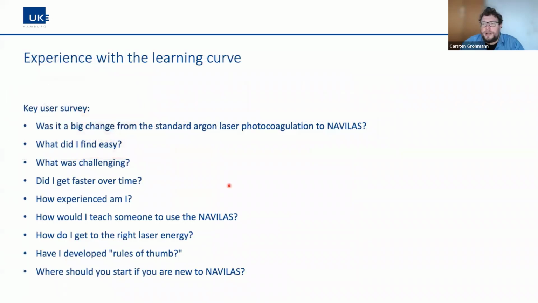What's the experience of the learning curve? From our key user team, after the first patient treatments, I asked some questions. Was it a big change from the standard argon laser to the Navilas? What did I find easy? What was challenging? Did I get faster over time? How experienced am I? How would I teach someone to use the Navilas? How do I get to the right laser energy? Have I developed rules of thumb? Or where should you start if you are new to Navilas? I think interesting questions, and we got a lot of answers to them.